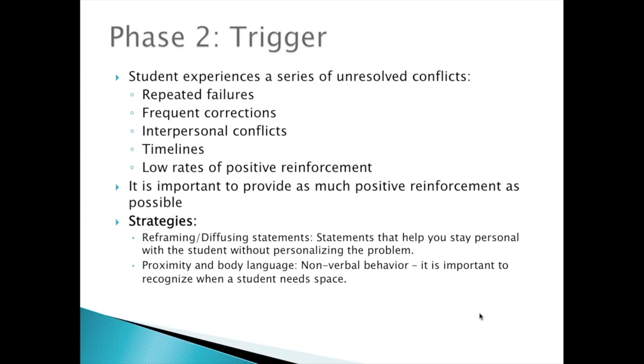Other items to consider really aren't verbal at all. This idea of proximity, how close you are physically to the student, and certainly body language from an adult. Those nonverbal cues or behaviors, and it's important to recognize when a student needs space. So if a student is experiencing a trigger, try to diffuse that trigger by reframing, making comments that positively reinforce what the student is doing, not personalizing the problem, and paying very close attention to your proximity and your body language, and recognizing again when that student needs space.